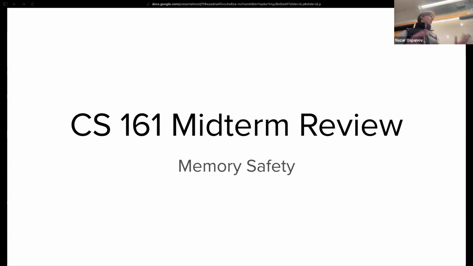So as far as what to expect, if you just know the principles for the memory safety well, the vulnerabilities and how to mitigate them, you should be in a pretty good position to do well on that portion of the midterm. So that's sort of what we're going to focus on today.